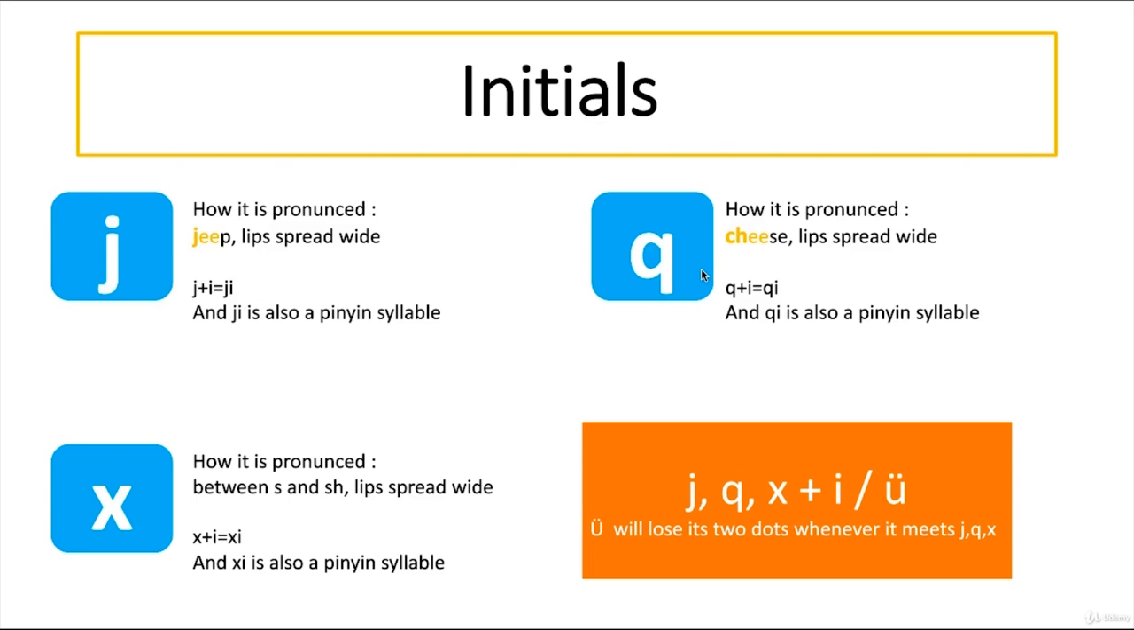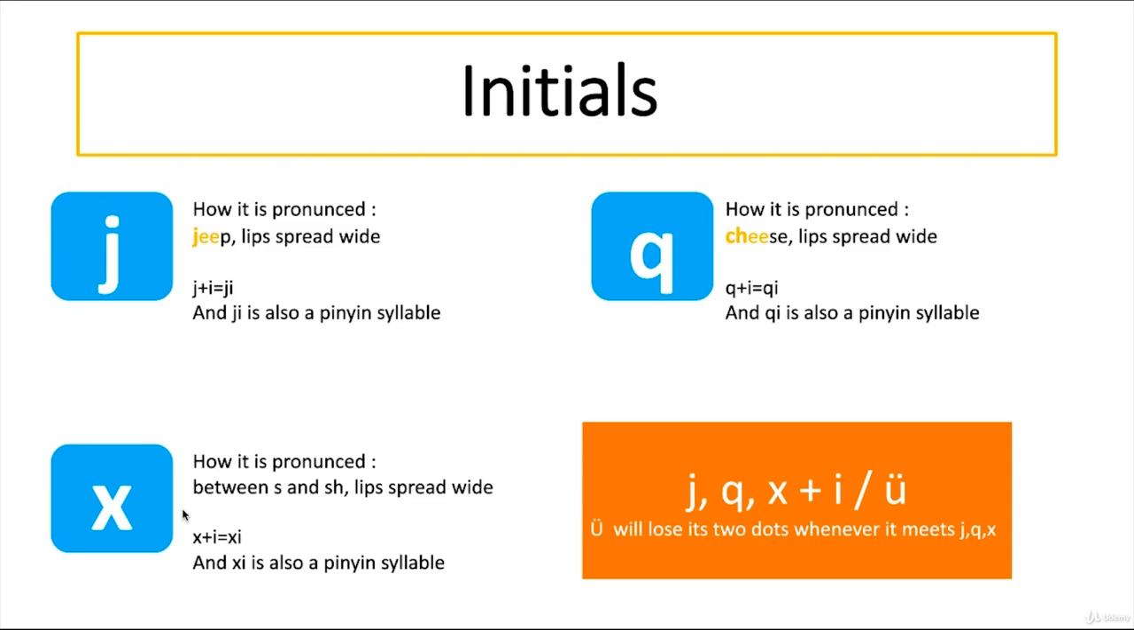And qi is similar to the sound of ch in cheese. But when you say ch, your lips are rounded, and when you say qi, your lips are spread wide. So let's try it. Qi, and remember, your vocal cords will not vibrate when you pronounce qi. Qi, qi, qi.